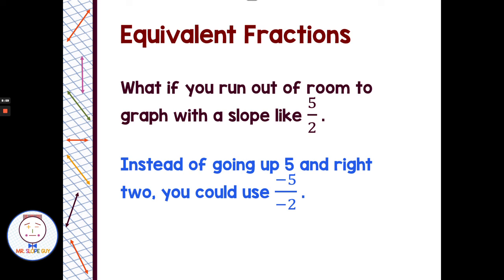So what if we're graphing and we run out of room with a slope like 5 over 2? If I want to go up 5 and right 2 and I'm out of space, well, I can use an equivalent fraction. 5 over 2 is equivalent to negative 5 over negative 2, because a negative divided by a negative is a positive number. So I could go down 5 and left 2, which would make the graph of the exact same line.